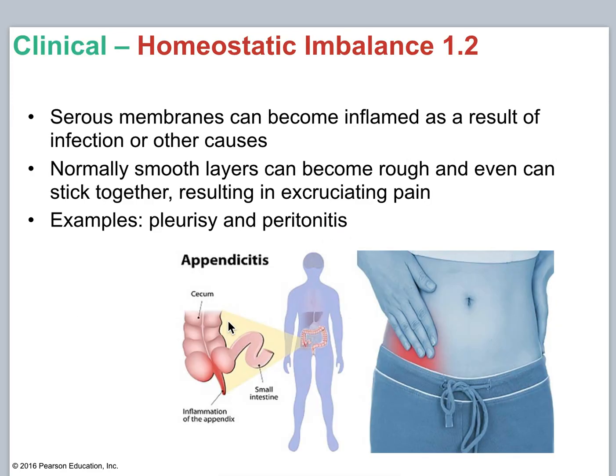Sometimes these membranes can become inflamed as a result of illness or injury or infection. An example of that would be peritonitis from a ruptured or inflamed appendix. It causes severe pain in this serous membrane.